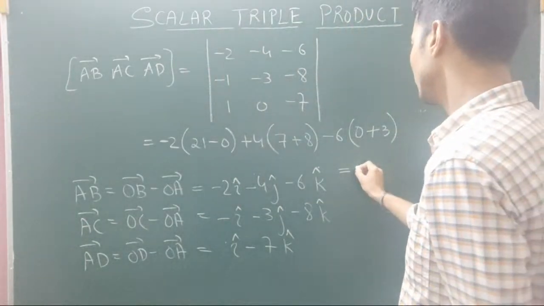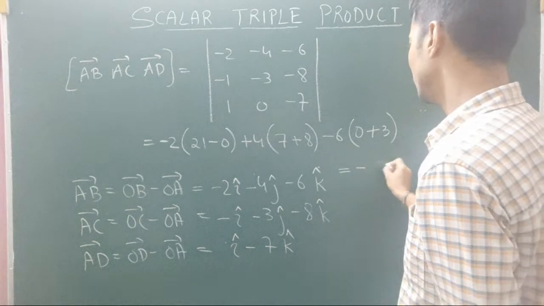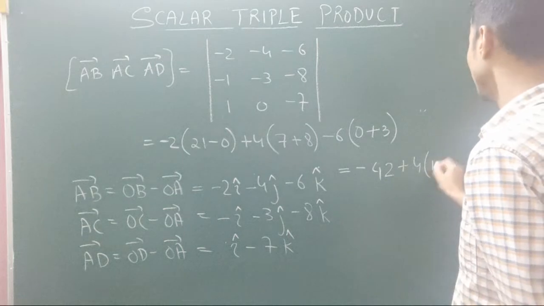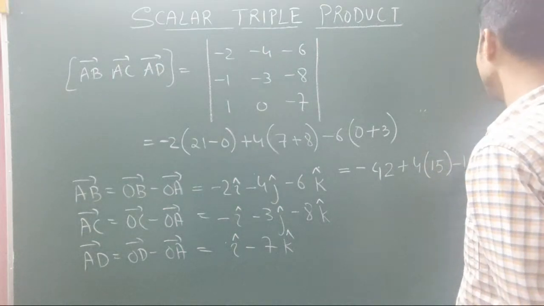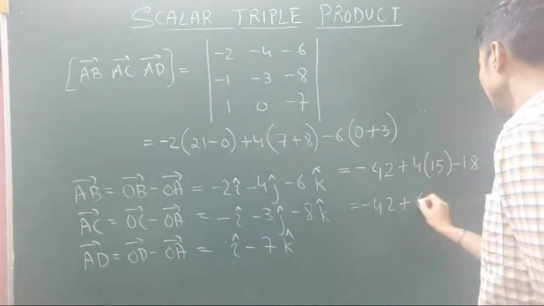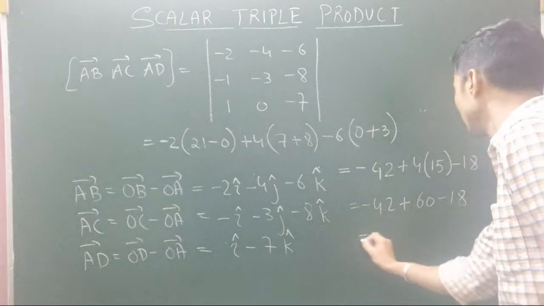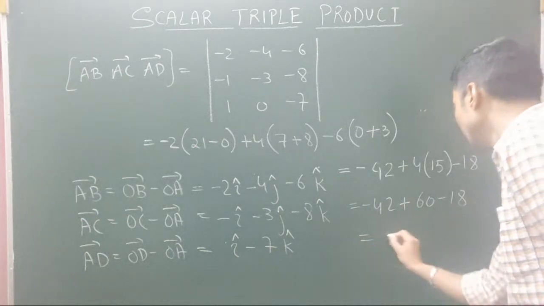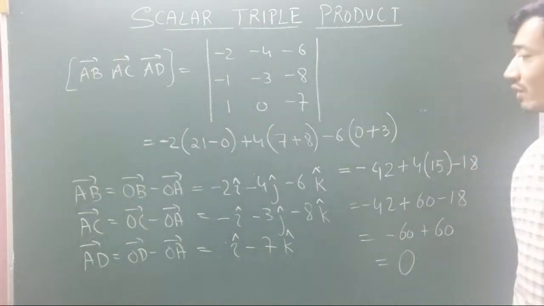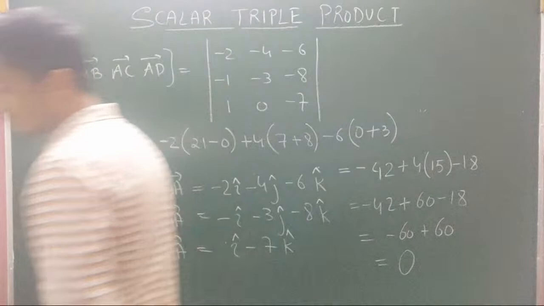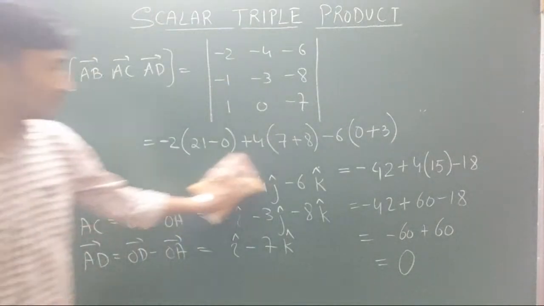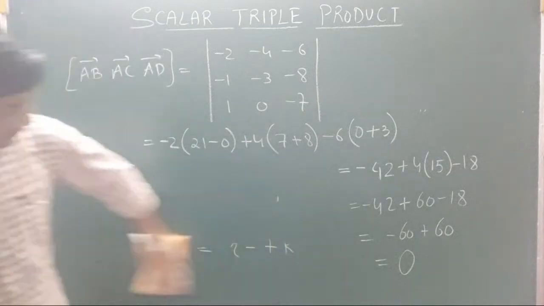This is equal to minus 2 into 21, that is minus 42, plus 4 into minus 7 plus 8, that's 4 into 15, plus 60, minus 6 into minus 3, that's minus 18. So minus 42 plus 60 minus 18. Minus 60 plus 60. Bingo. So what do we get? The scalar triple product to be 0.